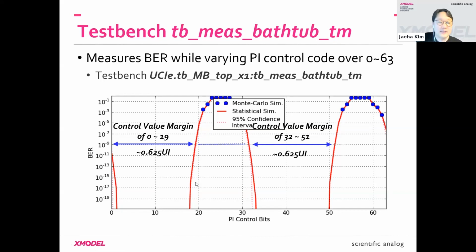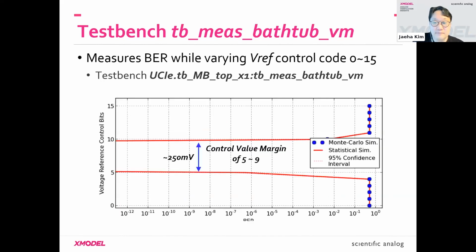Anyway, there is that capability, and we are measuring the BER while changing the phase interpolator control bits from 0 to 63. And we see two openings because this whole range spans one clock cycle, which contains two UIs. So you're supposed to see two openings here. And you can do a similar measurement while sweeping the reference voltage, and that gives you a measurement of how wide the voltage margin of your transceiver is.